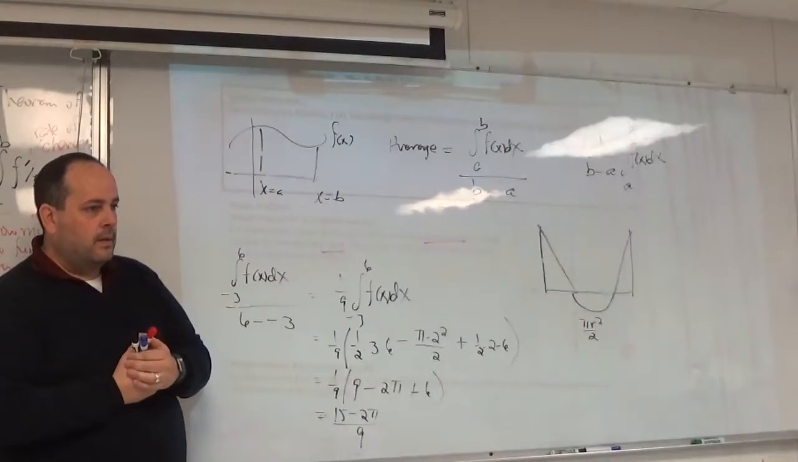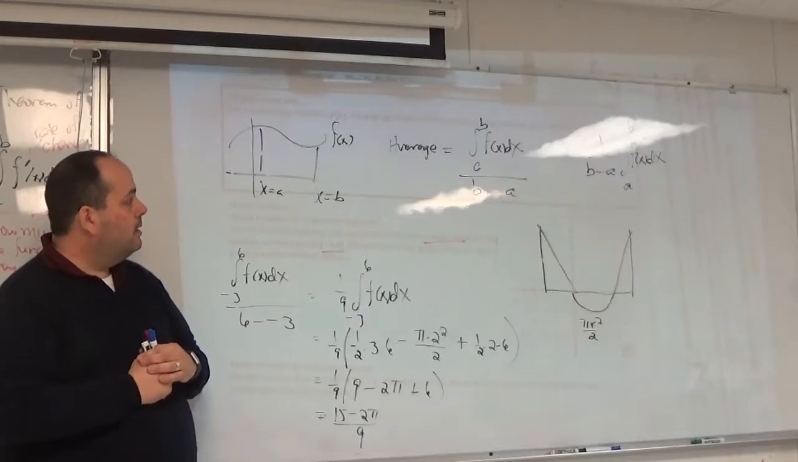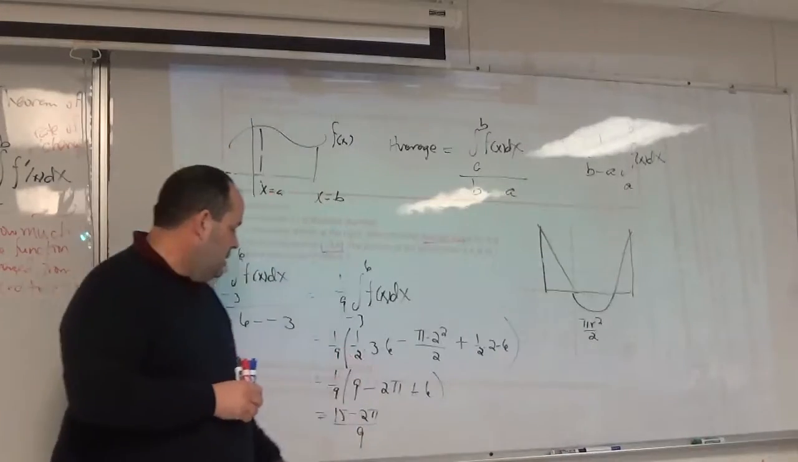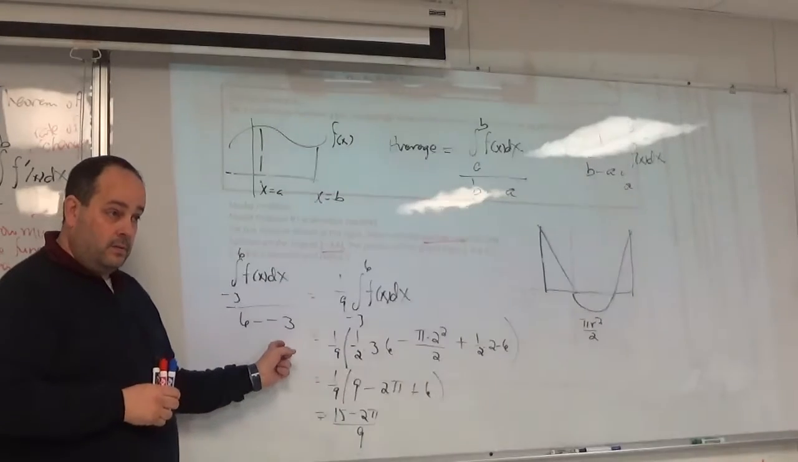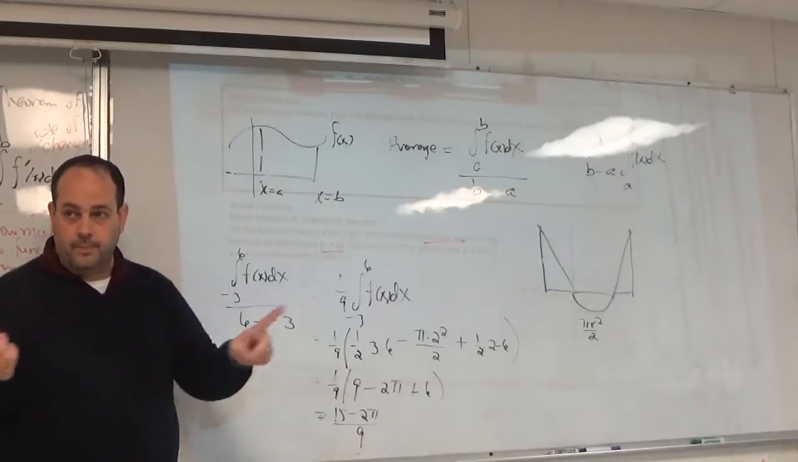Andy. Is the 1/9 from the second equation? What? The 1/9 is from that equation. The 1/9 is because we were dividing by 9 because that's the length of the interval. We're okay? All right, good.